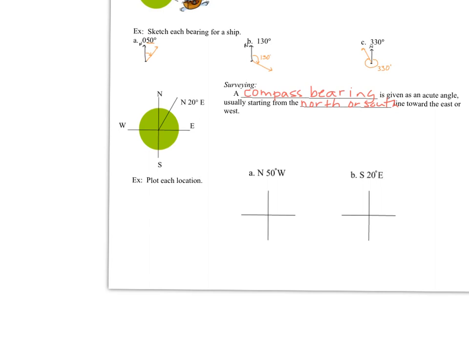So take a look over at the right. We have a measure of N20E, and what that means is we start at the north compass, and we rotate 20 degrees towards the east. We're going to rotate to the right approximately 20 degrees. Let's plot each location down below.